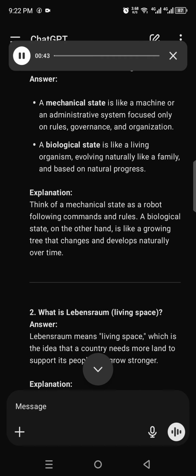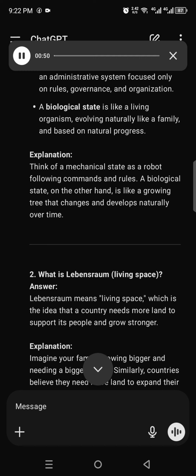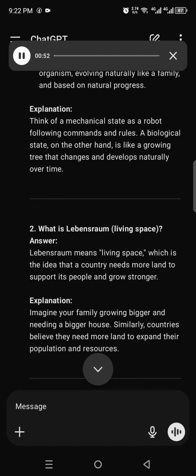A biological state, on the other hand, is like a growing tree that changes and develops naturally over time. Shot 2. What is Lebensraum, living space? Answer. Lebensraum means living space, which is the idea that a country needs more land to support its people and grow stronger. Explanation. Imagine your family growing bigger and needing a bigger house. Similarly, countries believe they need more land to expand their population and resources.